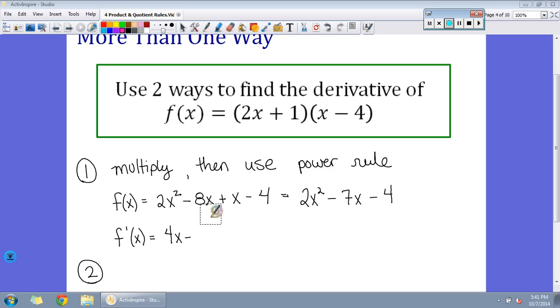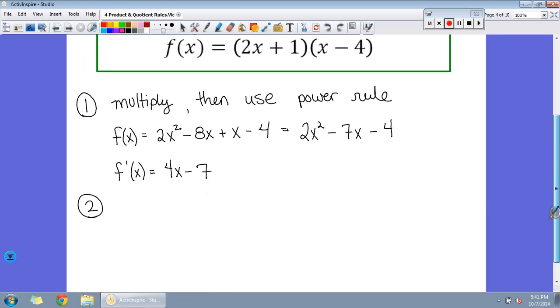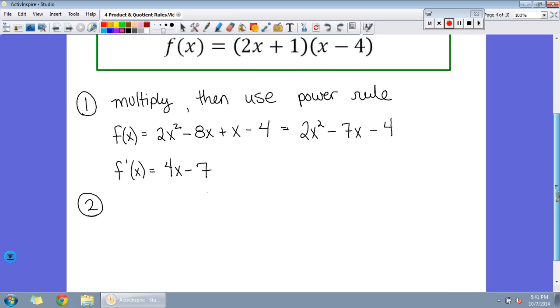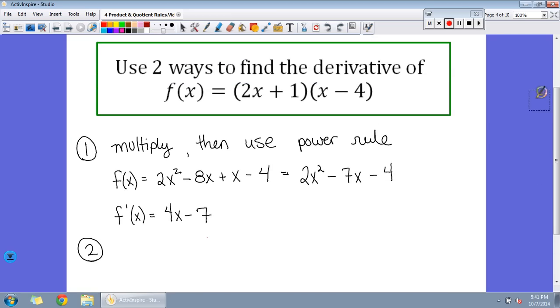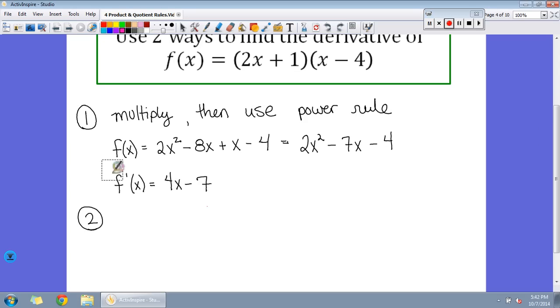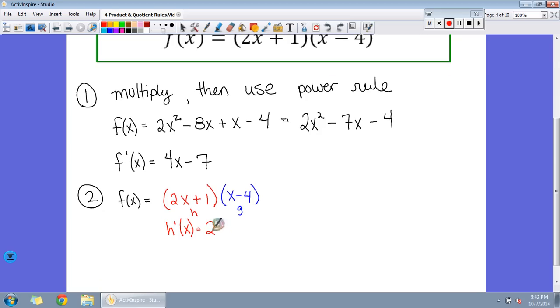Anyway, we have the 4x, and then the derivative of negative 7x is negative 7, and that's all we need to do. But for the other way, we're going to use the product rule. And this second method should go in the second box under this first problem. So if we rewrite our f of x, I'm going to label 2x plus 1 my h and x minus 4 my g. And I'm going to take the derivative of h of x and the derivative of g.